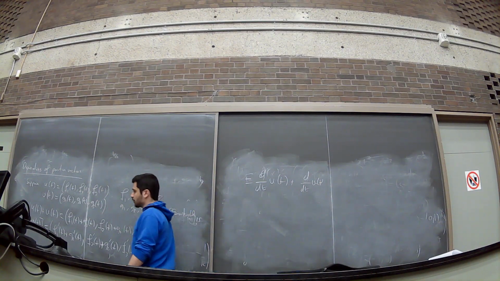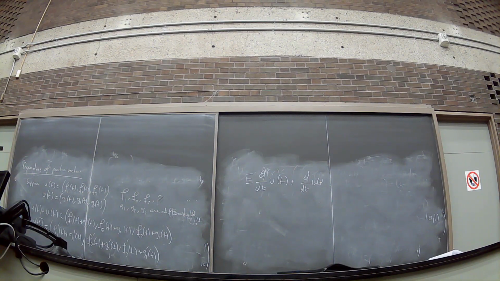Okay? So really, when you add two vectors and you differentiate, you can just differentiate each one separately and add them. Okay? Is it clear? This is just the regular addition rule.